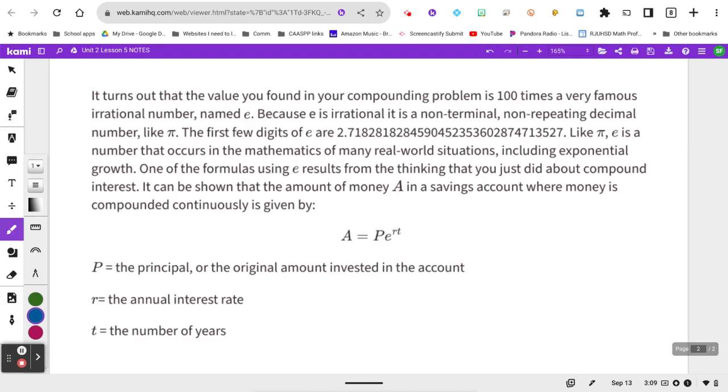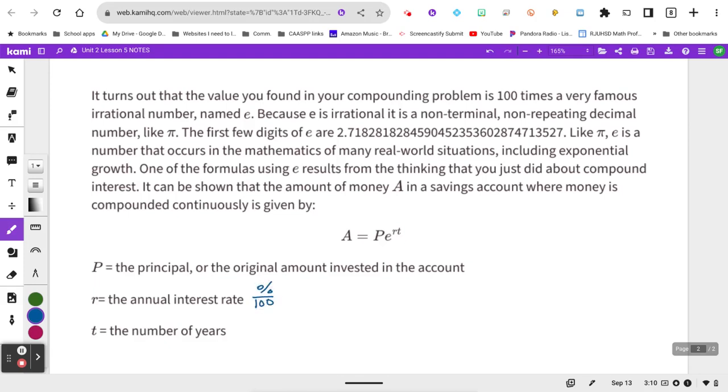This includes exponential growth. One of the formulas using E results from thinking about what you just did, the compound interest. But what if it was compounded continuously? If it is, this is the equation we're going to have. Now, P, again, is principal, the same amount of money. The R is your rate, and you're going to want to make sure you change it to a decimal.